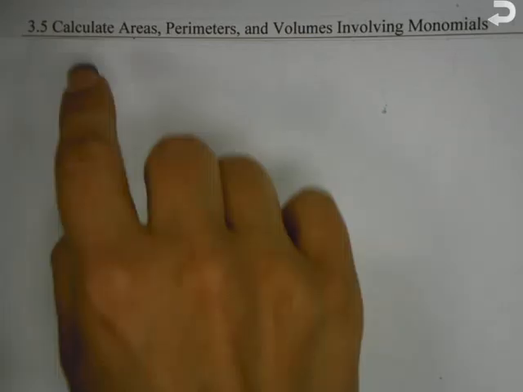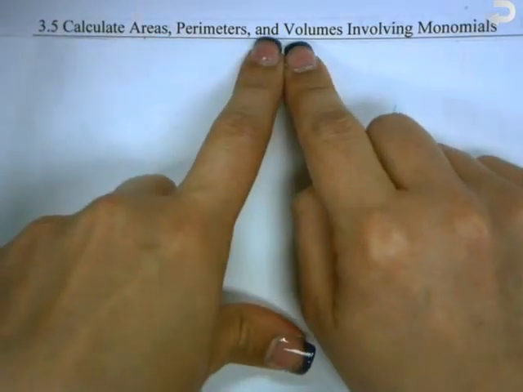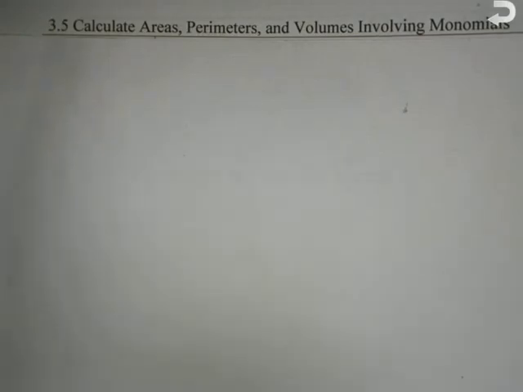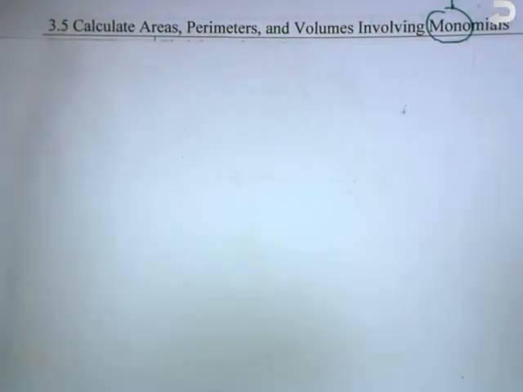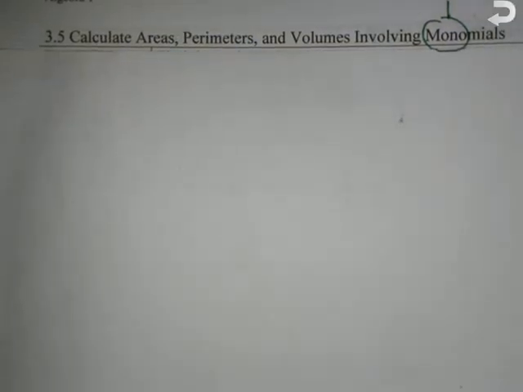3.5, we're going to calculate areas, perimeters, volumes, and volumes involving monomials. Monomials means how many terms? One. Mono means one. Okay, so one term. Areas, perimeters, and volumes. All stuff we already know, right?